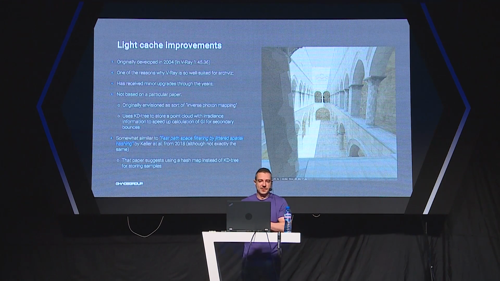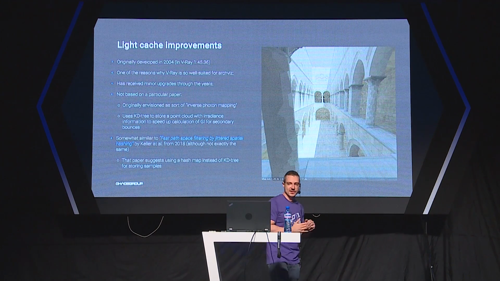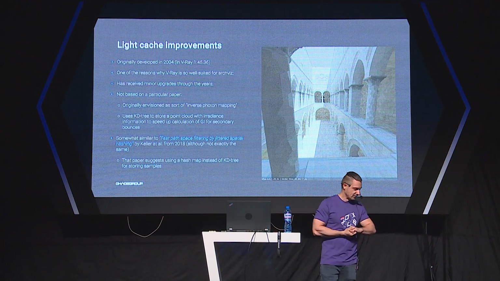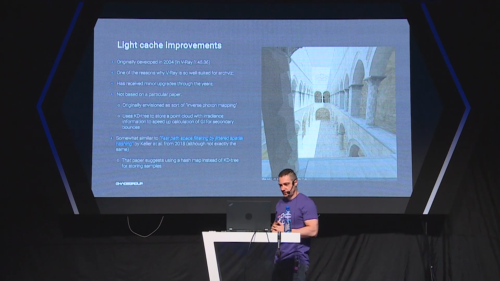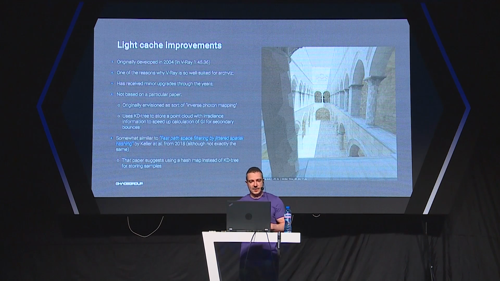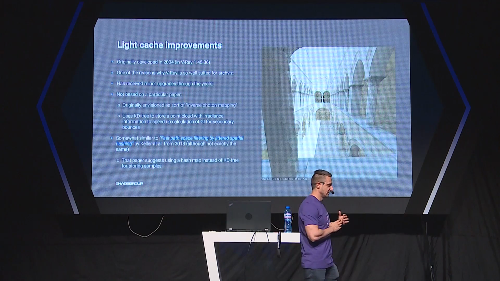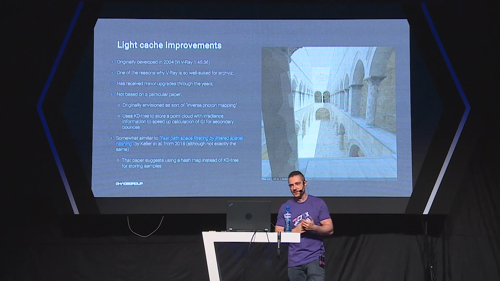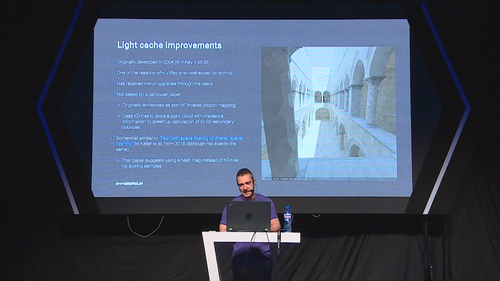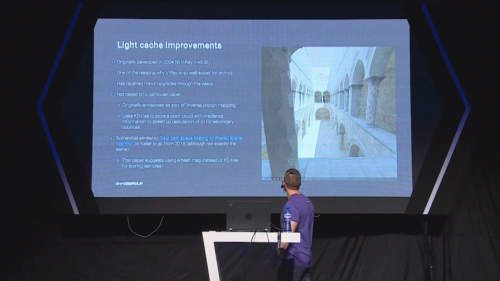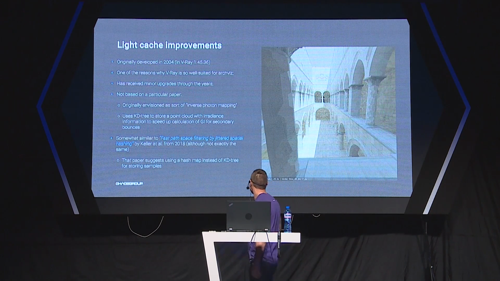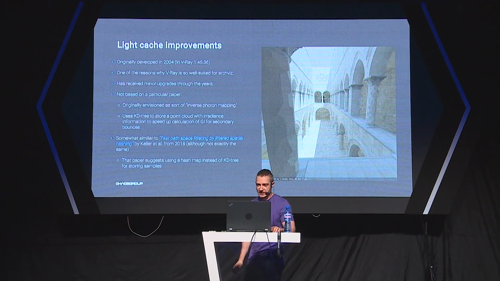The third topic that I wanted to cover is some improvements to the light cache in V-Ray that we implemented for update 2. First, some history. The light cache is one of the oldest pieces of code in V-Ray. It was developed in 2004. And here, on the right, you can see one of the very first images that I rendered with the light cache.